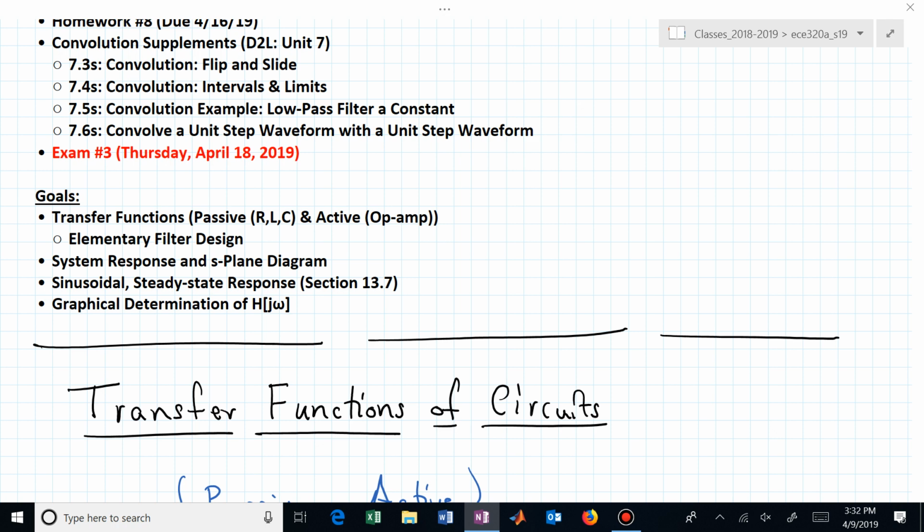And then we will look at a way to graphically determine this expression of interest, which is H of j omega. It's the transfer function evaluated on the imaginary axis at a particular omega value, where that omega value is consistent with the sinusoid that you're exciting your system with. So keep all of these ideas in mind, or this list of topics, and that's where we're trying to go for today and beyond.